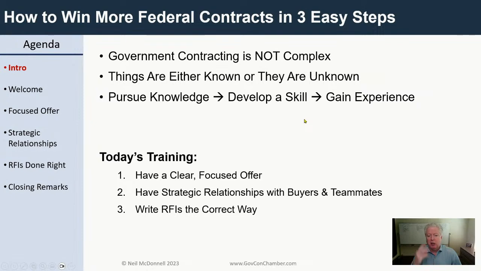So today I'm going to cover 3 particular areas or 3 steps that I want you to pay attention to that can lead to more federal contracts. The first thing is you must have a clear, focused offer. Make it easy for people to know what you sell. The second thing is you need to have strategic relationships with buyers and teammates. These are the very people who will lead you to those contracts, help you learn about those contracts, or help you shape those contracts, et cetera. And so having strategic relationships is vital.